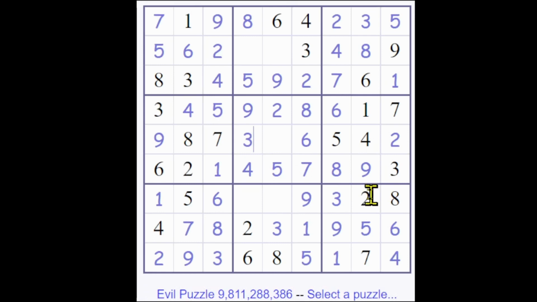That is now a 3 here. This is a 1. This is a 1. This is a 7. And this is a 7. The last digit here is a 4.